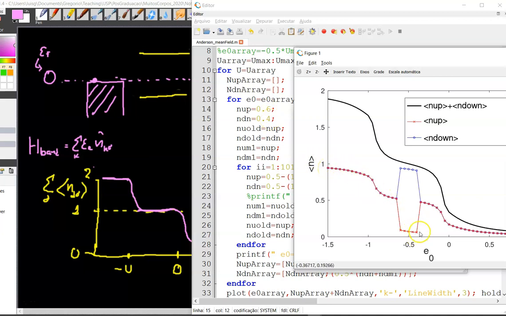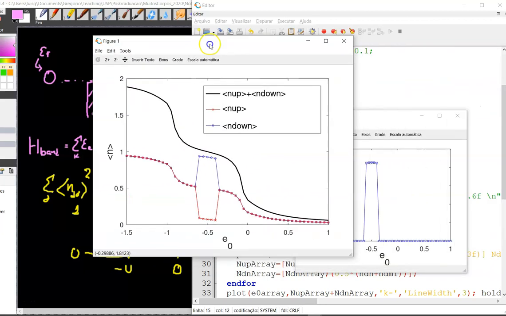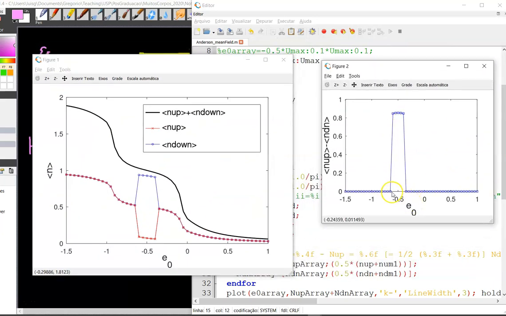Now, around the particle-hole symmetry point, something weird happens. Even though the total occupation is around 1, it becomes spin polarized. And here is the spontaneous symmetry breaking in the mean field approximation. If I plotted the difference between down and up, I would get this. Right here, I would have like 80% polarization appearing in this system. So this is spontaneous symmetry breaking due to the mean field approximation.